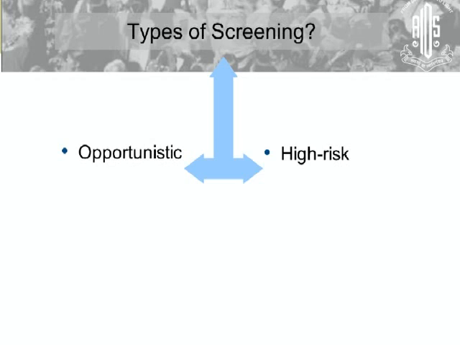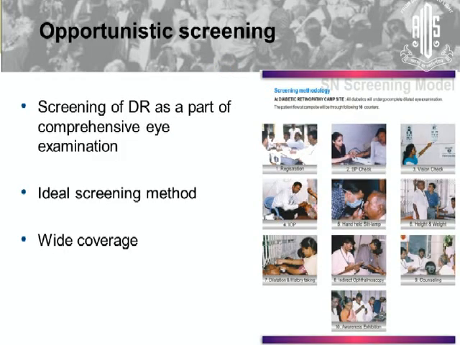So that's again, we go as a targeted camp so that we have more yield. That's what opportunistic screening is. This is the ideal screening method. It is a part of a comprehensive eye examination, and the advantage is we have wide coverage.